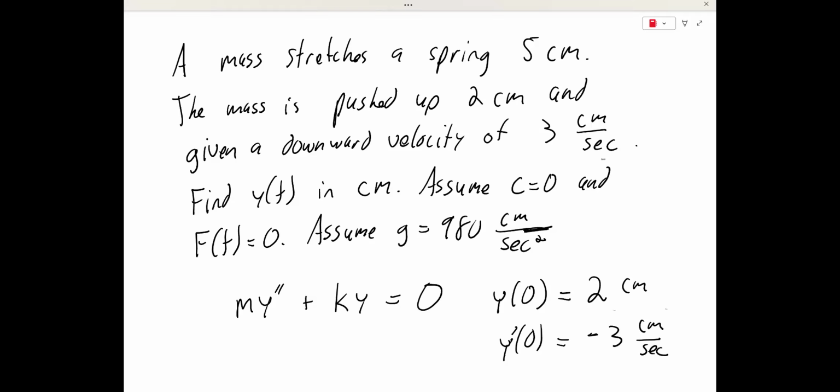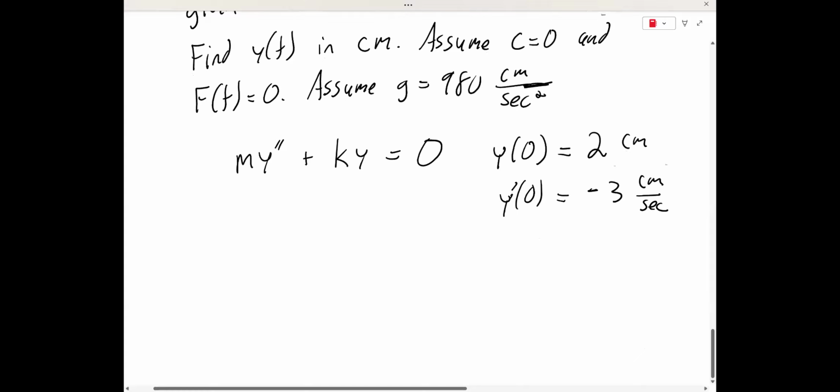Okay, and I'm going to make myself a note here real quick. Now, next thing then, I divide through by m here. So we get y double prime plus k over m y equals 0. Again, in this word problem, we're not given the spring constant. We're not given the mass either. But really, it's just the ratio of the two that's important for this, because you just get k over m here.